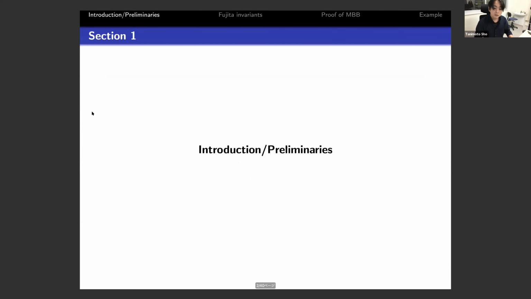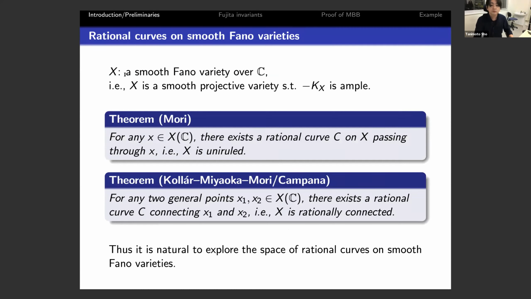Introduction, preliminaries. Let X be a smooth Fano variety over C. That means X is a smooth projective variety and minus Kx is ample; this is the definition of Fano. Then it has been proved by Mori that for any point on X there exists some rational curve on X passing through that point. In other words, X is uniruled. So X is covered by rational curves, and the rational curves deform a lot.